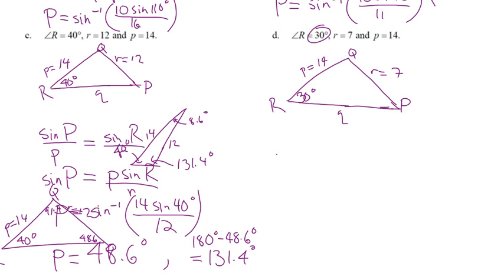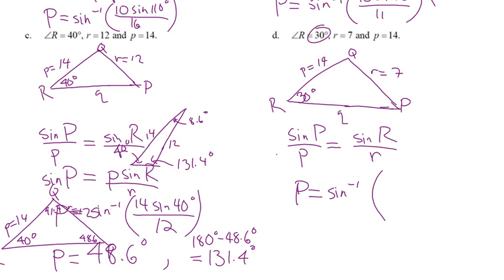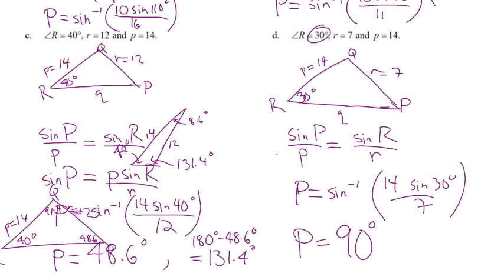Okay, so here's our triangle. Same deal. Sine P over p is equal to sine of R over r. So then it becomes P is equal to the inverse sine of 14 sine 30 degrees over 7. So P is equal to 90 degrees, because that's a half. 14 times a half is 7. 7 divided by 7 is 1. And the inverse sine of 1 is 90 degrees.